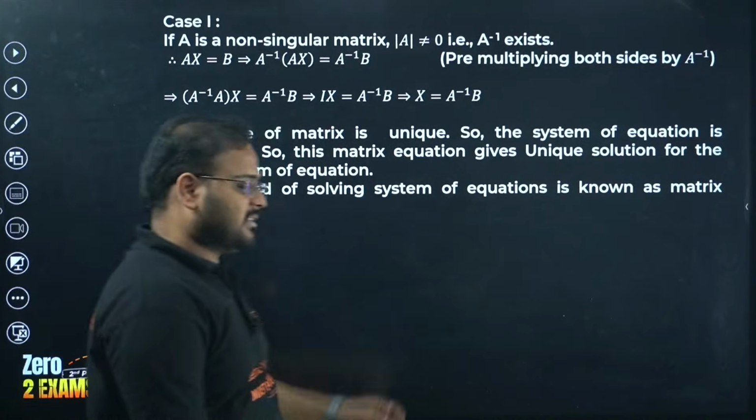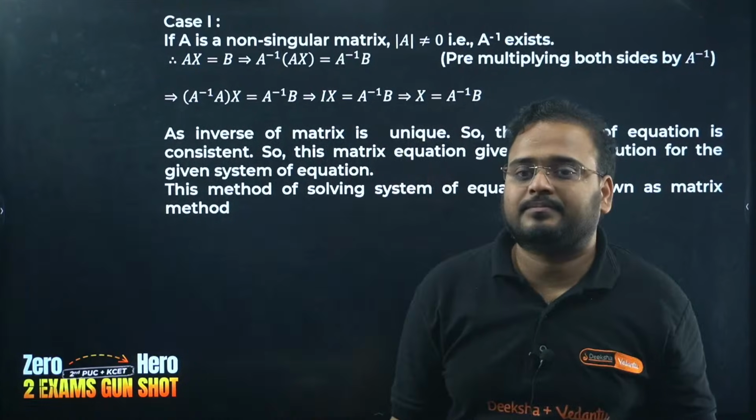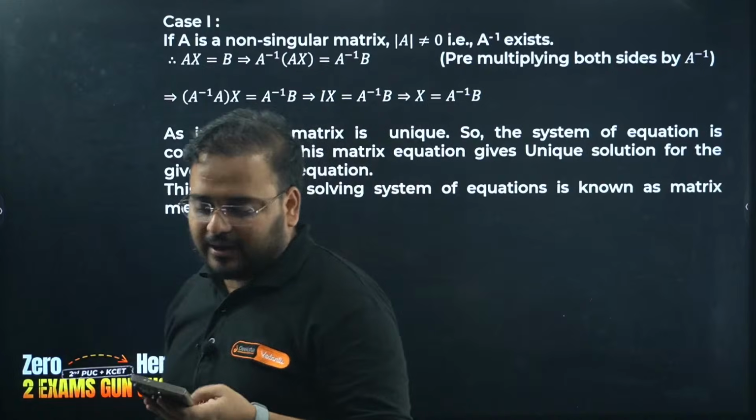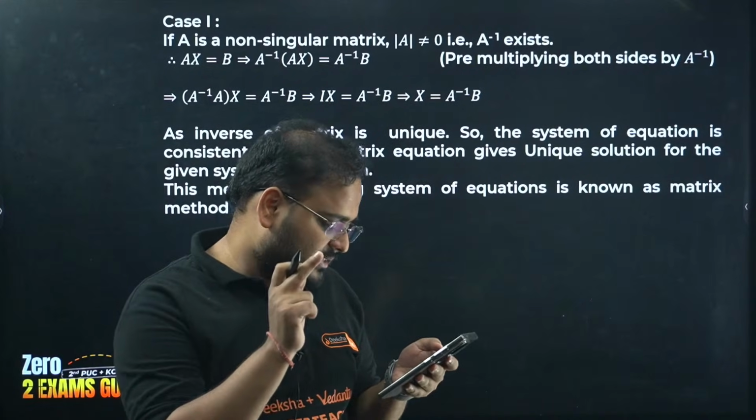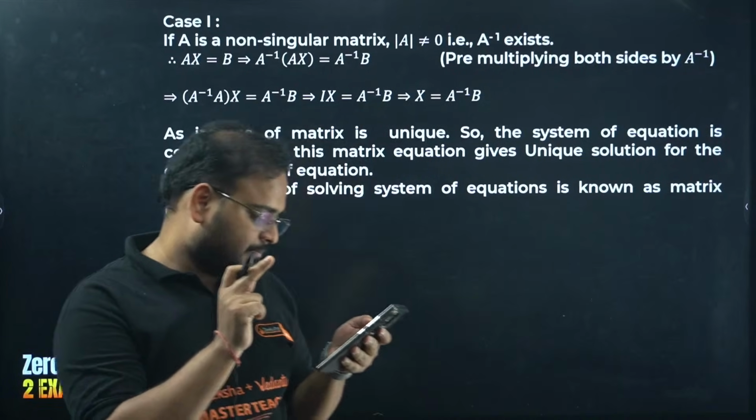Those are the cases that we have. So if the determinant is a non-zero value, it means the inverse exists.